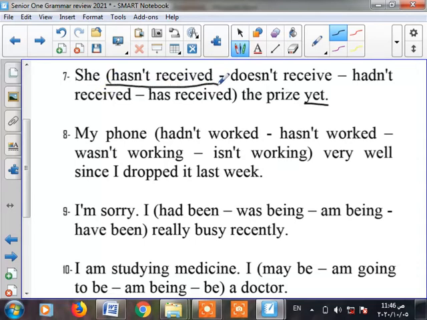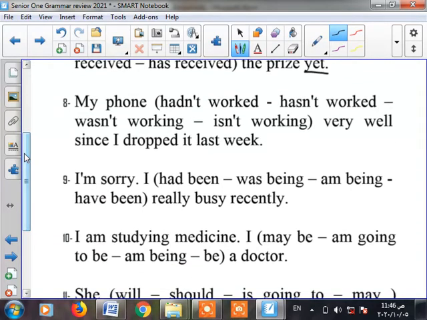Okay, she hasn't received the prize yet. So, she hasn't received the prize yet. Number 8, my phone does very well since I dropped it last week. Again, in that sentence you have the word since. So before since you have to use have or has plus PP. So my phone hasn't worked. Okay, my phone hasn't worked well or very well since I dropped it last week.